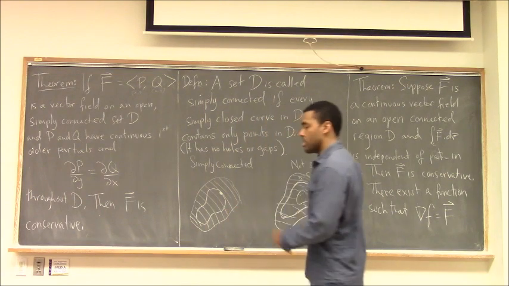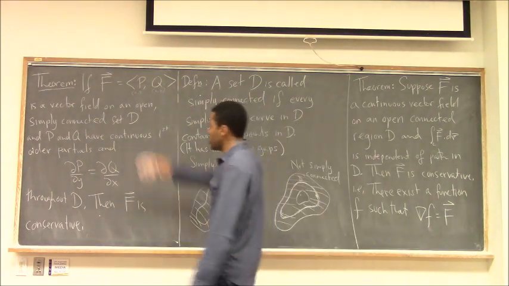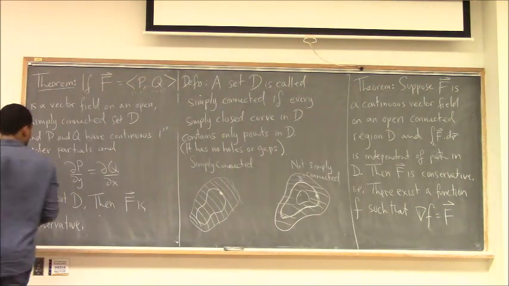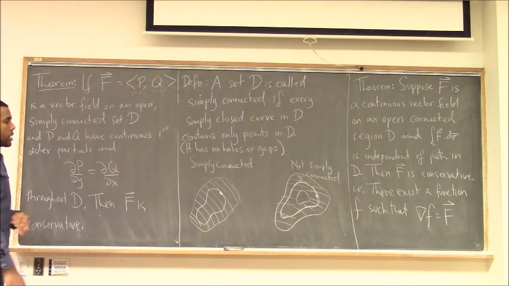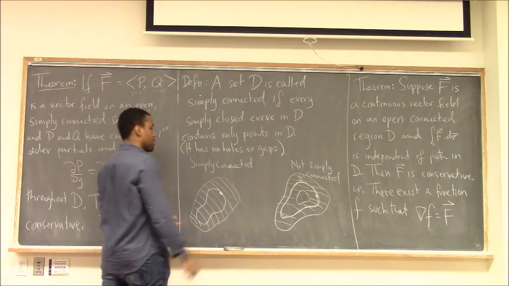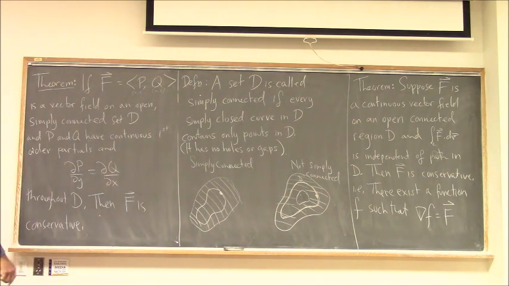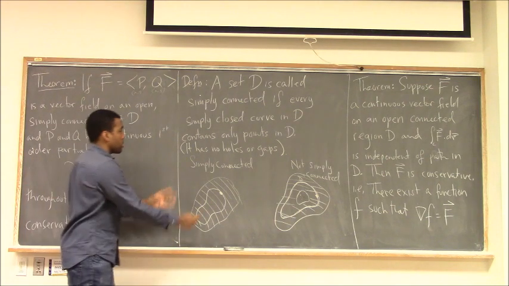So this is a criteria that is not that hard to check. You would be given some vector field. If you notice that these are continuous on some open, simply connected region, so I can just describe the path that I'm giving you, and the set that I'm giving you on.